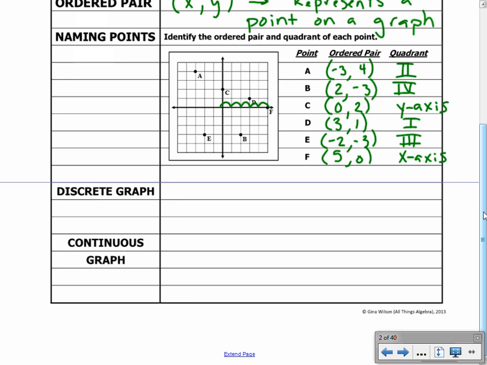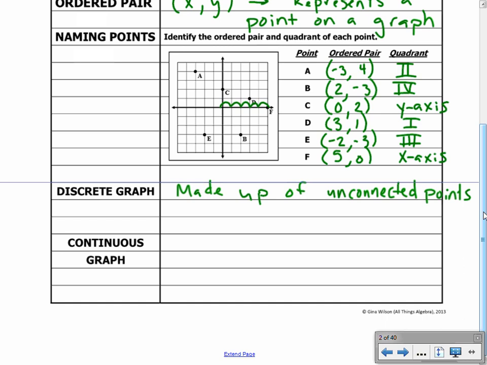A discrete graph is a graph that is made up of unconnected points. It kind of just looks like a scatter plot. You plot your data points, but you're not actually connecting them together. It's just a bunch of points on a coordinate plane, similar to what we saw up here, where we were naming these points and giving their ordered pairs. So that's a discrete graph.